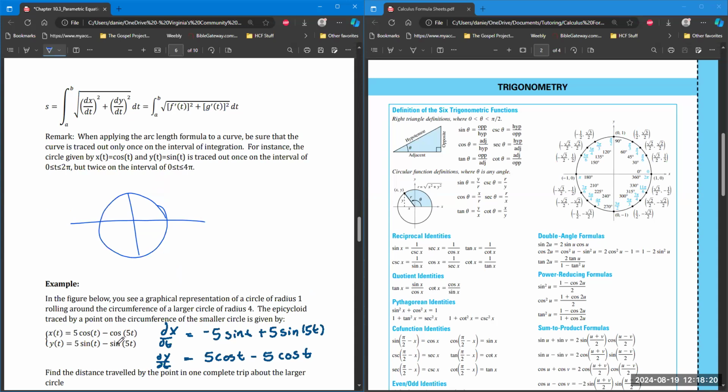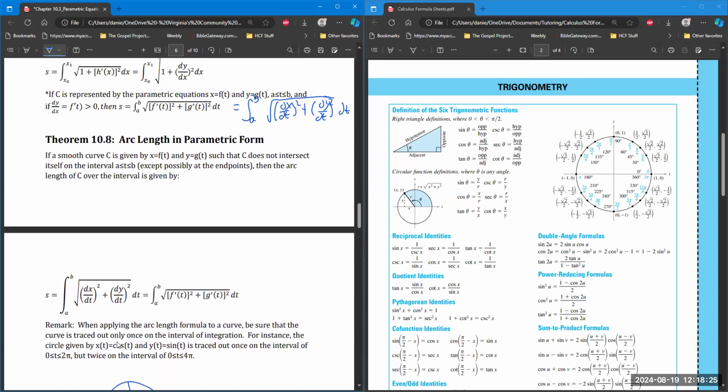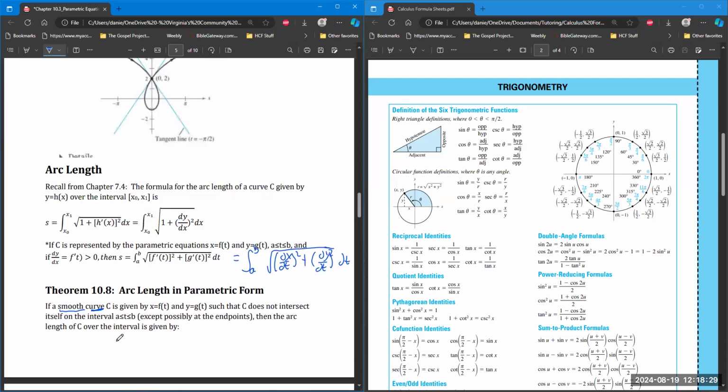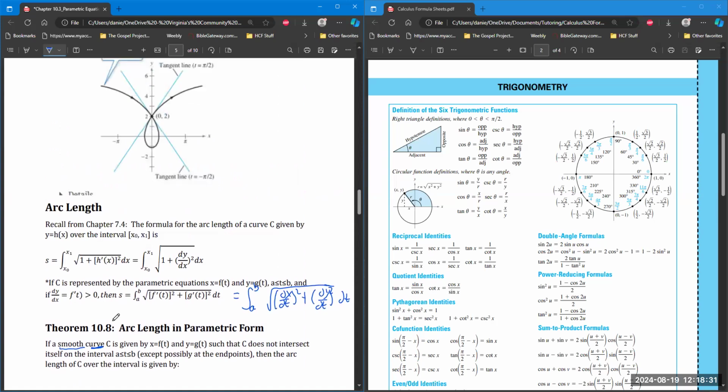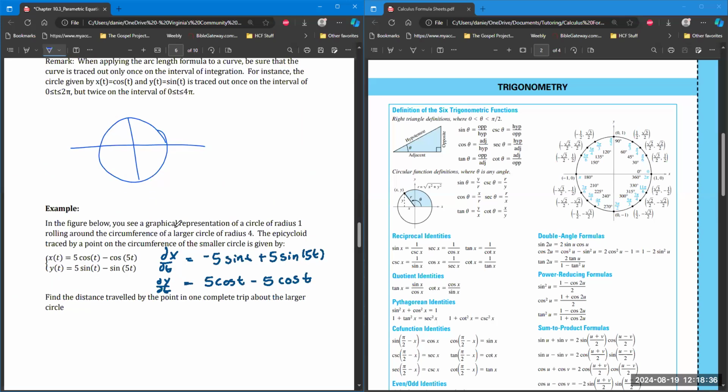Also be very careful. We're going to see this later, but all these definitions say that it must be a smooth curve. So we need to make sure that on the interval we are integrating over, we have a smooth curve.